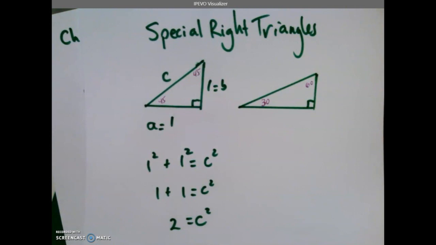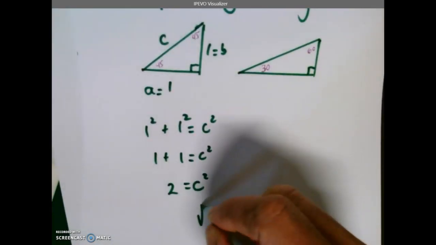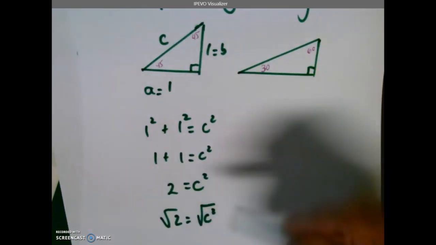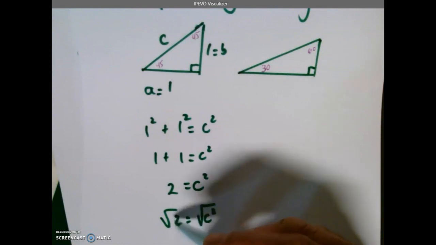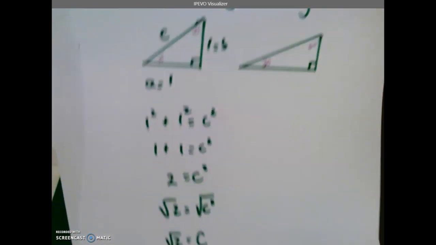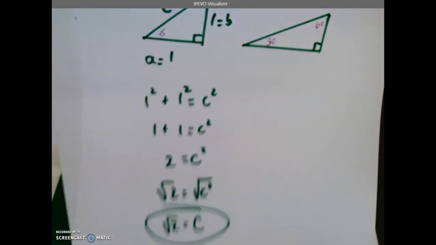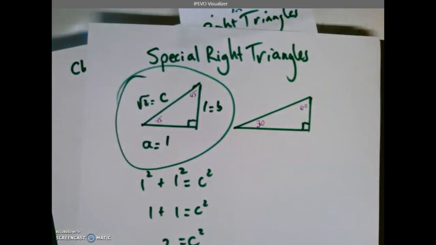Now, don't stop there. You are not done. What we want is just C. So we're going to take the square root of both sides. The square root of C squared is C. The square root of 2 is irrational, so we'll leave it like that. All right, there you go. So this always has this ratio, 1, 1, square root of 2. That's the special ratio, or relationship, shall we say.